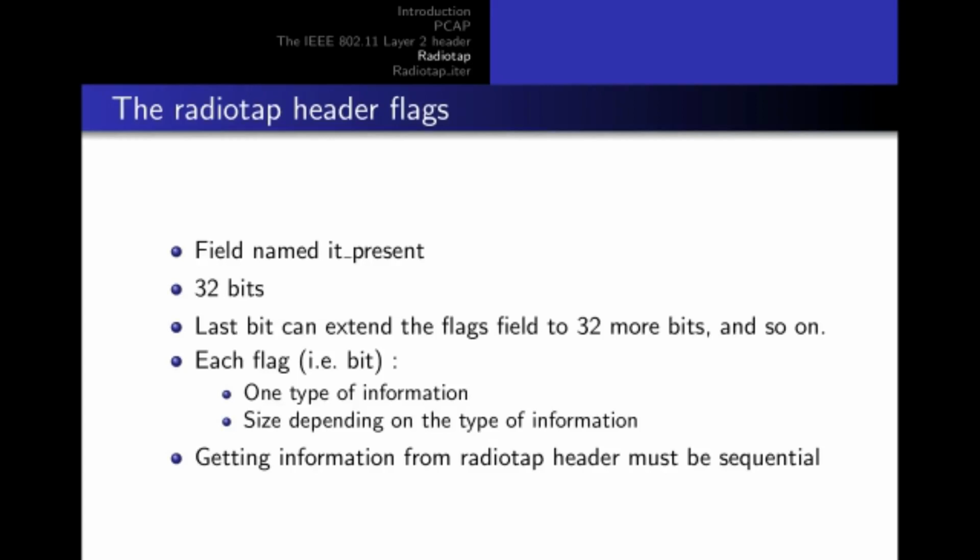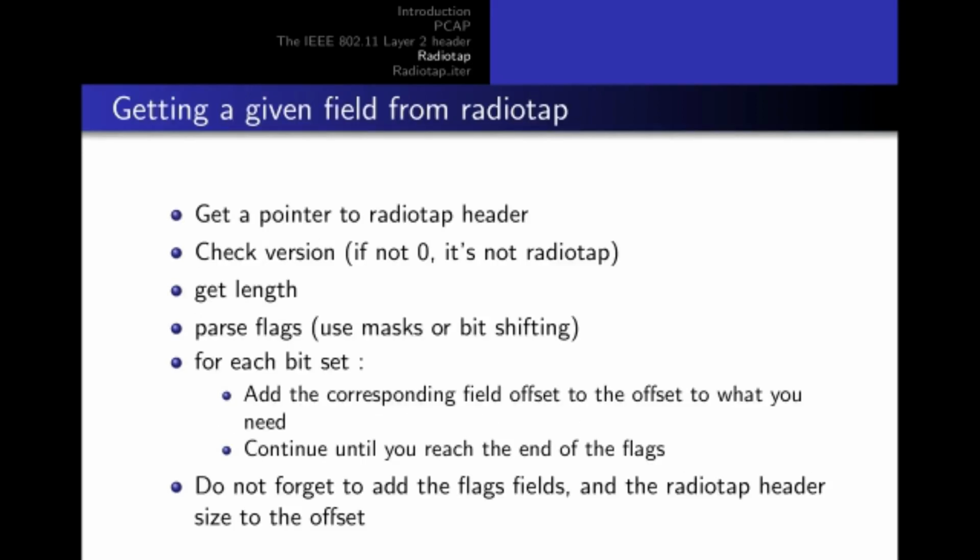So to get information from the Radiotap header, you have to go through it sequentially to find the right offset of your information given the values of the flags in the it_present bits. To get a given field from Radiotap, you start with a pointer to the Radiotap header. First, you check the version. If it's not 0, it means it's not Radiotap, so you got a wrong packet. Then you get the length, and you have to parse the flags, so use masks or bit shifting, it's okay.